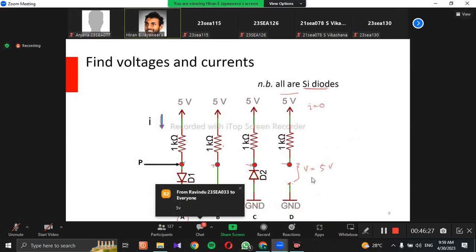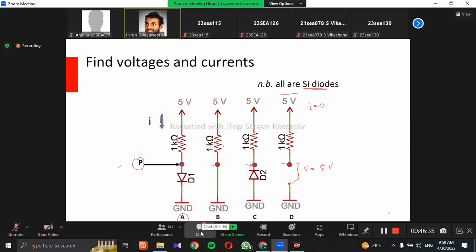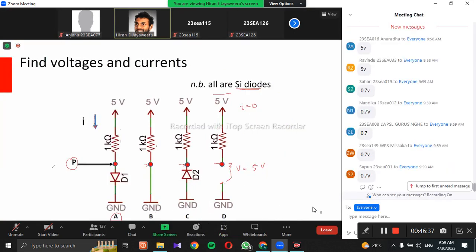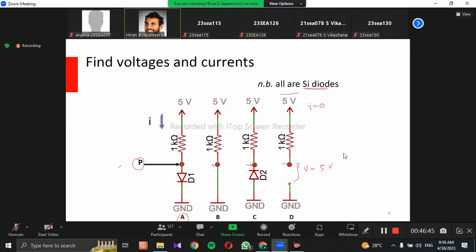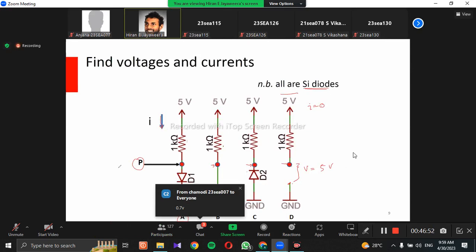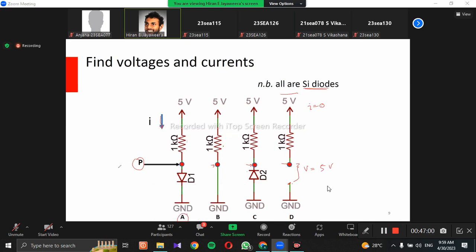Okay, likewise, shall we start with A? What is the potential at point P? I'm receiving some answers. First of all, when we have a diode, the first thing we need to do is check whether the diode is forward bias or reverse bias. In this case, the diode D1, is it forward bias or reverse bias?